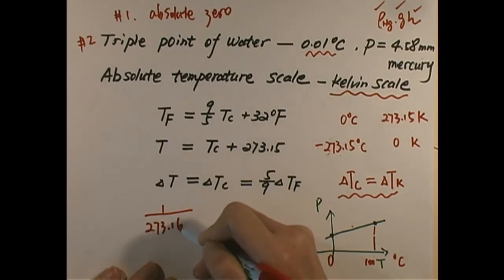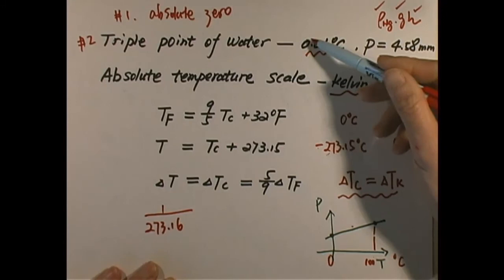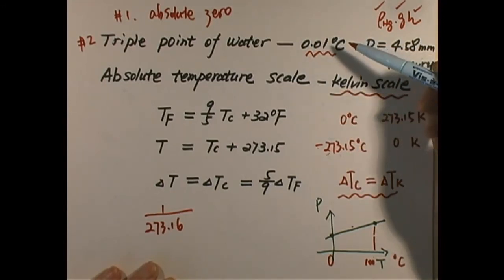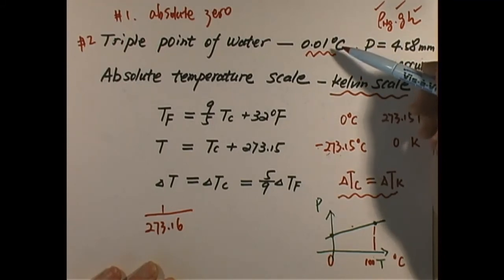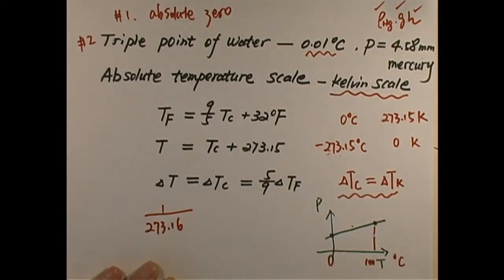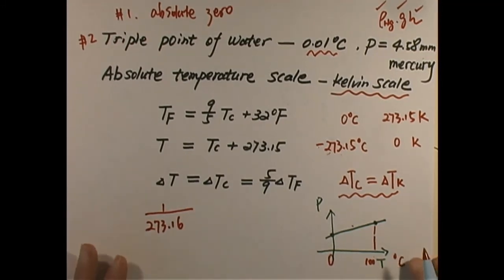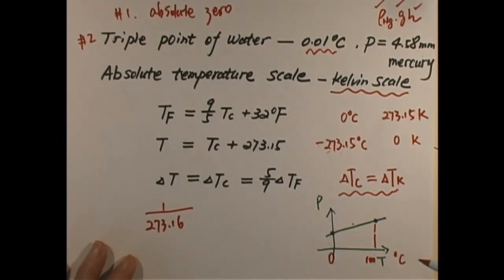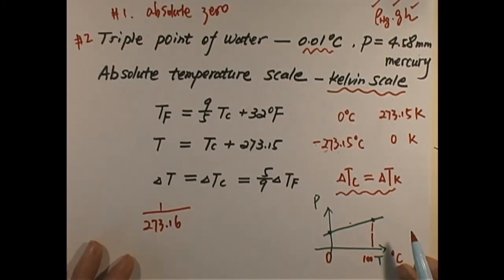273.16. Why is it 0.16? Because the triple point is 0.01 degrees Celsius above the absolute zero. So it's 273.16. 1 Kelvin degree is defined to be 1 of 273.16 of the difference between absolute zero and the temperature of the triple point of water. So anyway, for us, what's most important is that we understand the definition of the Kelvin scale.